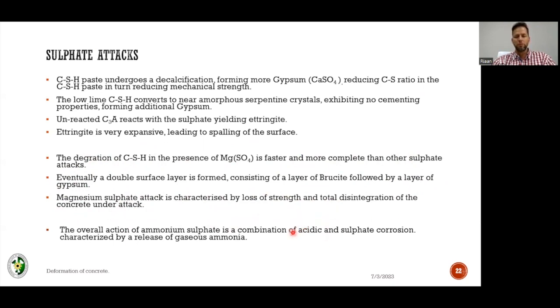So as soon as you put acid with concrete, concrete has no answer for acid. A geopolymer has an answer for acid, but concrete has no answer for acid and sulfate corrosion. It's also characterized by a release of gaseous ammonia, so you'll be able to smell the ammonia exude from your concrete.